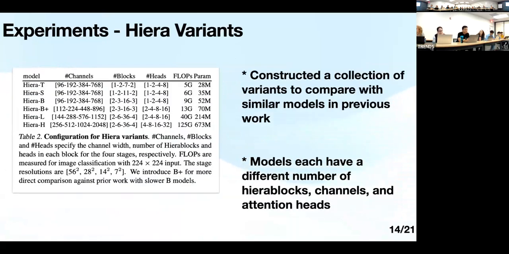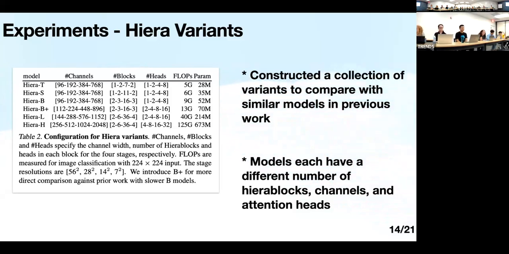But before we show the results, they constructed a variety of different variations of this model by just changing the number of channels, the number of vision transformer blocks and attention heads, and the number of parameters. I think the number of parameters is like how sophisticated the encoder is.